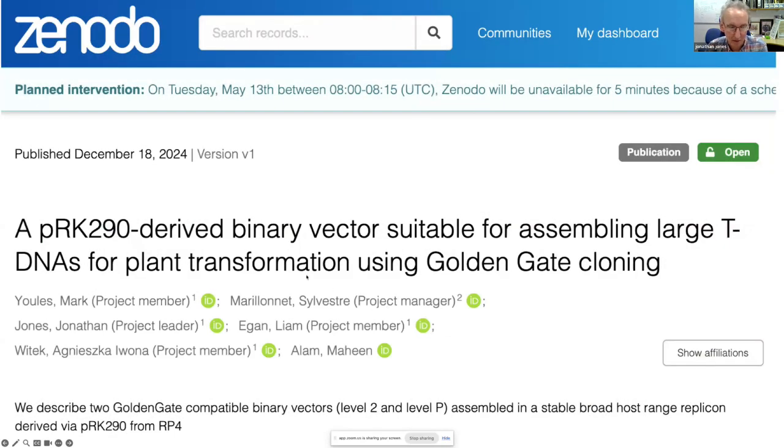And I should say this may be of interest to some of you who are trying to use Golden Gate to make big constructs. What we found was that the constructs from Sylvestre, the original ones, work fine for a few genes, but if you want to put in 45 kb, they fall apart. They're not stable, basically. So we made a Golden Gate compatible pRK290 derived binary vector that you can look up at Zenodo by just searching for Yules and Egan or Yules and Vtech.